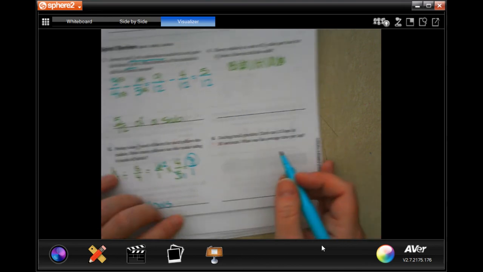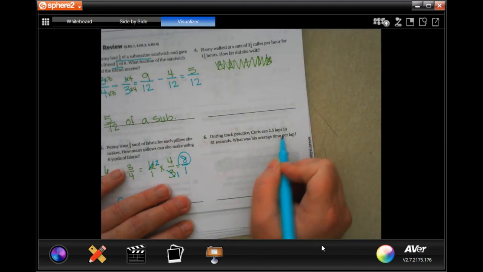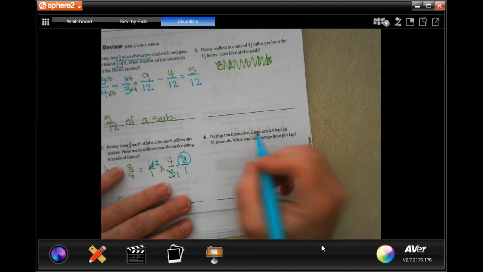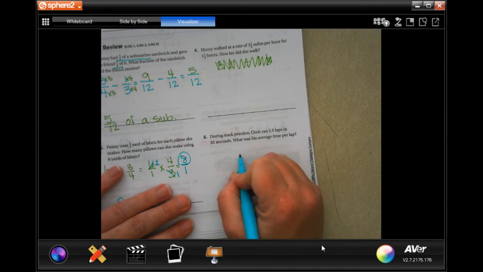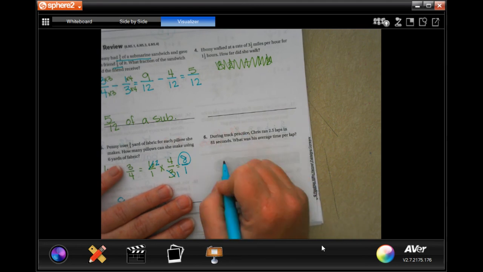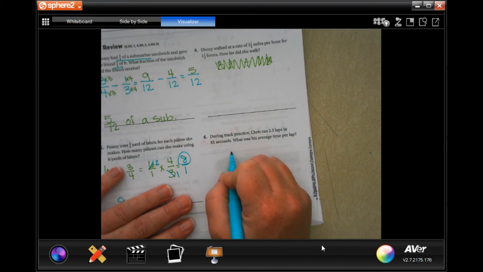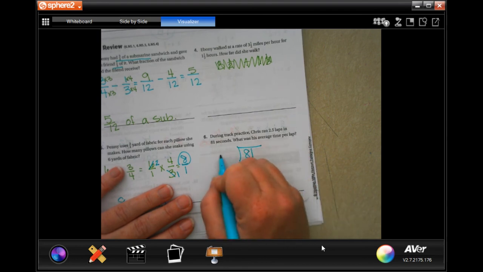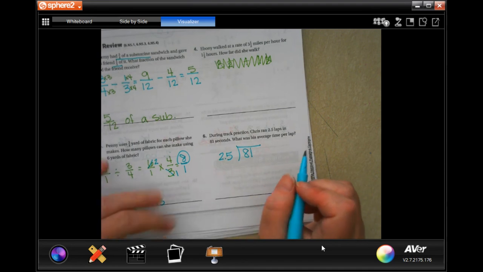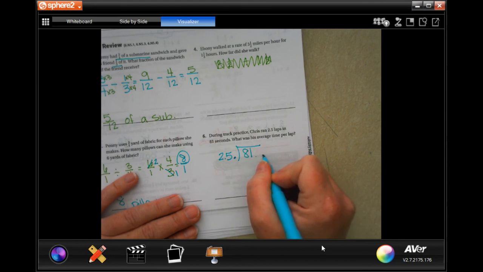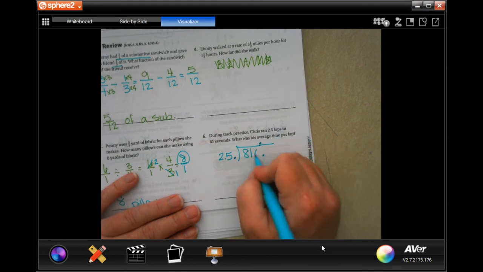During track practice, Chris ran 2.5 laps in 81 seconds. What is the average time per lap? So we have to take those 81 seconds and divide it by 2.5. Okay? All right. So can't have a decimal on the outside. So got to move it. You got to put a 0 there.